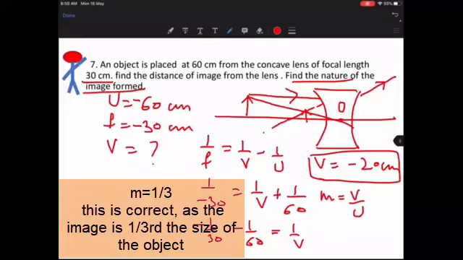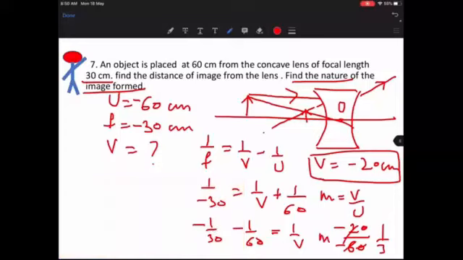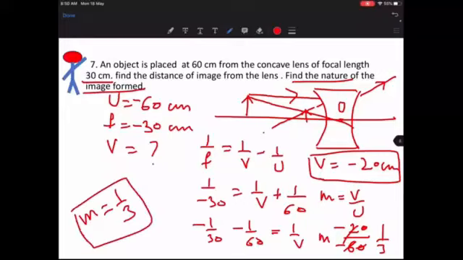So suppose you substitute in this, you are getting minus 20 upon minus 60. Okay, so you will get 1 upon 3. So your magnification will be 1 upon 3. Magnification will be 1 upon 3, which is quite logical.